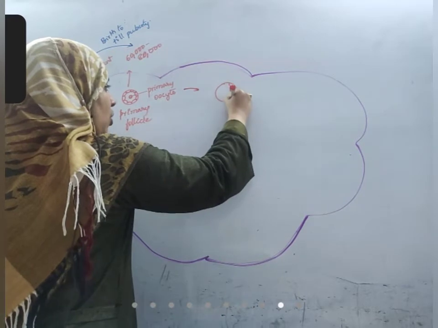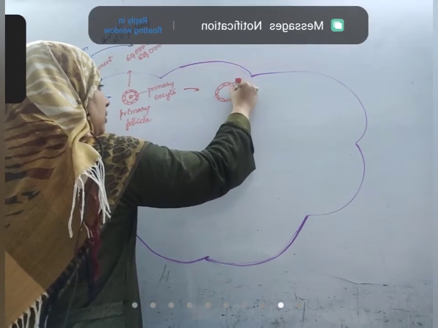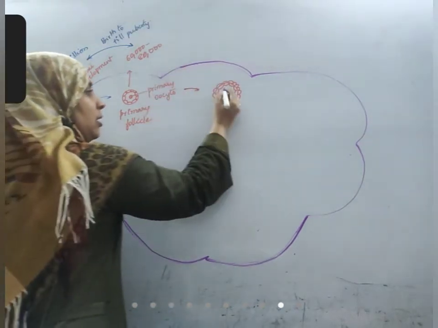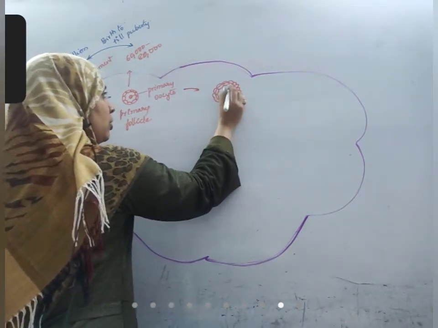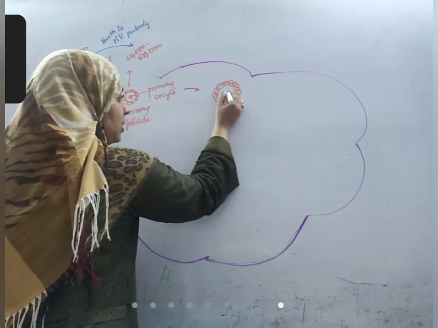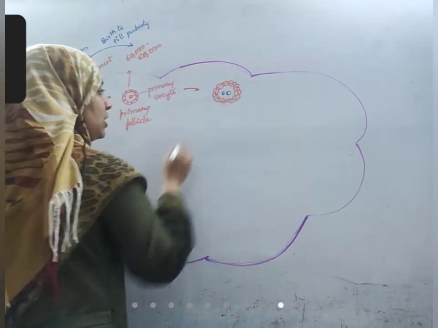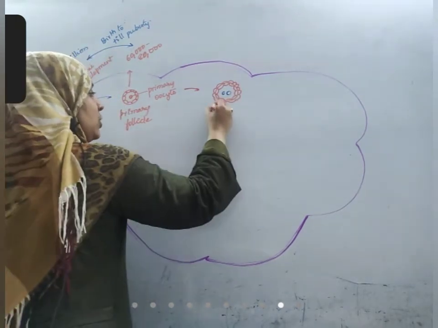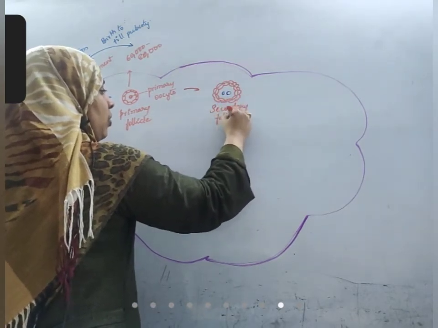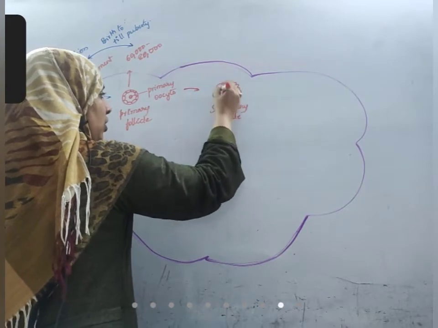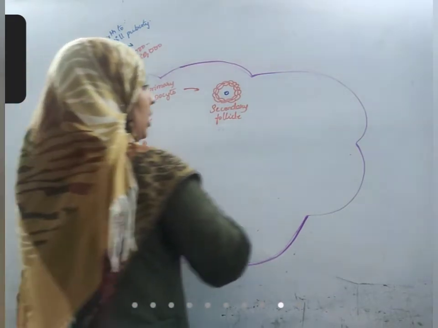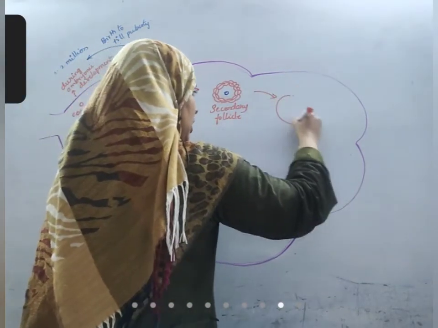So many layers of granulosa cells are present at this time, and the cell undergoes the first meiotic division, which completes, and it is called the secondary follicle. Sorry, this change does not take place. Only the outer cells will increase. Secondary follicle. And now the tertiary follicle is formed.